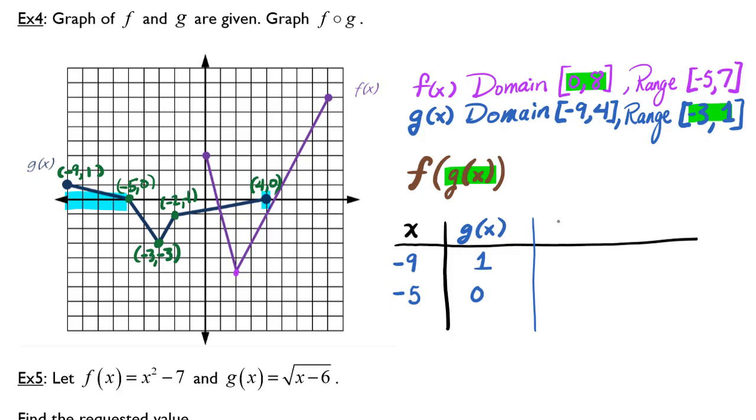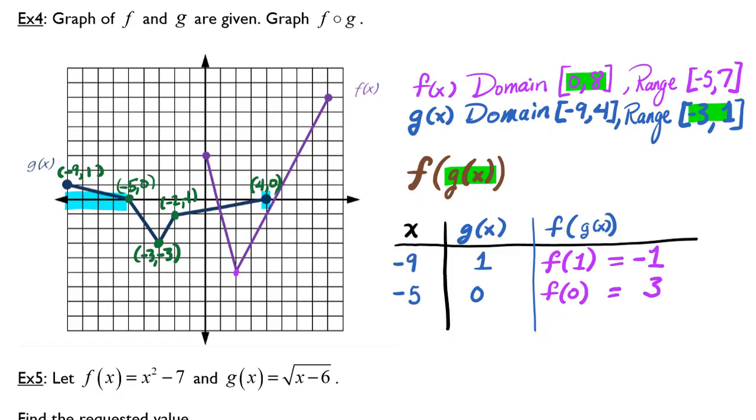If we wanted to find f of g of x, we would put 1 into the function. F of 1 gives me an output of -1. An input of 0 gives me an output of 3.